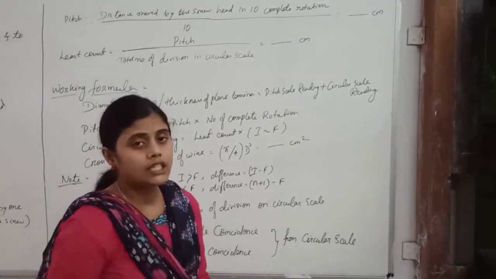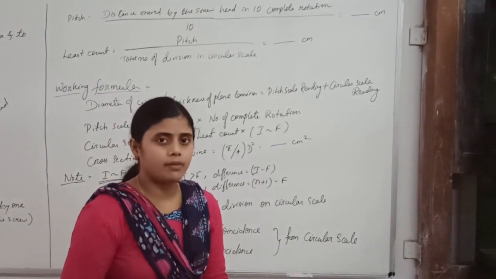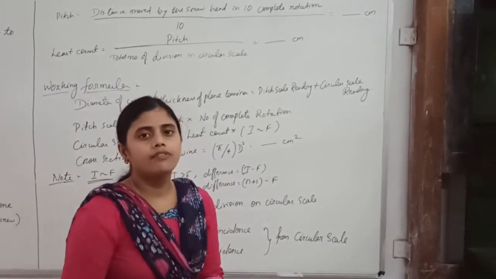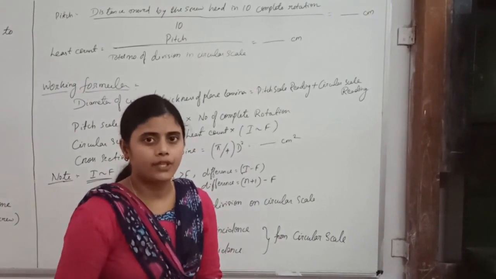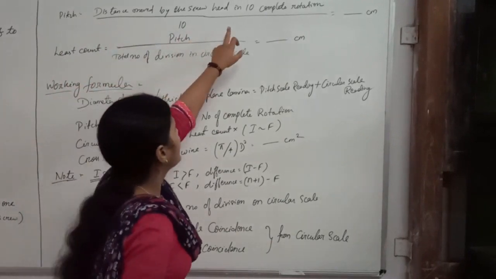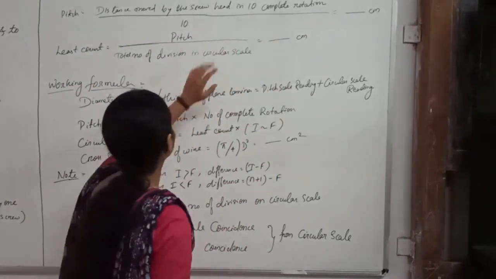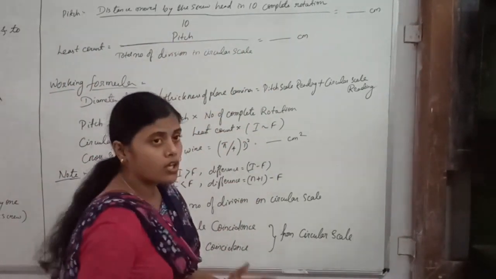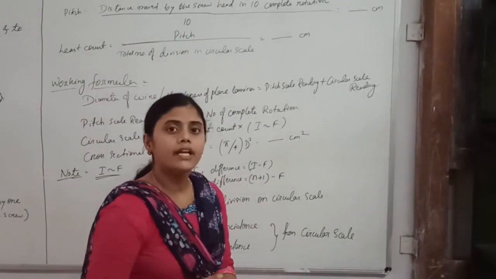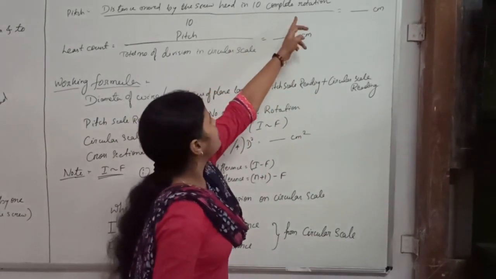It is important to know the least count of any instrument, because least count is the minimum measurement of the instrument. To determine the least count, we should first find out the value of the pitch. The pitch is given by the distance moved by the screw head in 10 complete rotations divided by 10. Students, don't get confused by this definition, because I have told you that it is the distance covered by the circular scale for one complete rotation. So here I have written 10 complete rotations by 10.